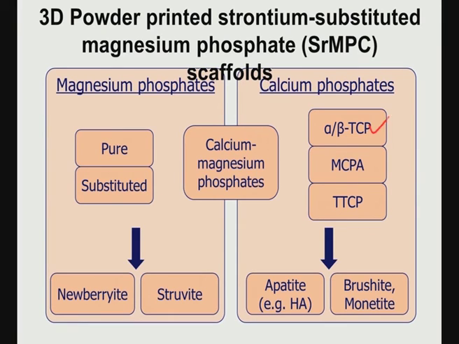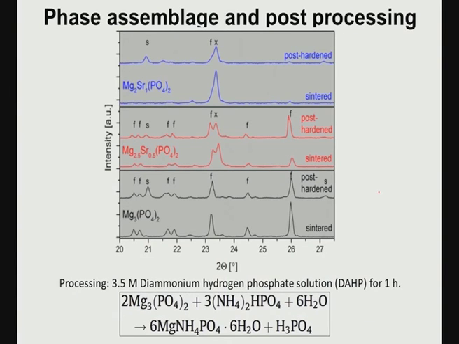In this calcium magnesium phosphate you have tetracalcium phosphate, you have tricalcium phosphate, alpha and beta tricalcium phosphate. Then you do the 3D printing and some post processing technique, and post processing can be done either by sintering or by post hardening. In post hardening, the chemical treatment essentially means that you use a 3.5 molar diammonium hydrogen phosphate solution and you immerse the scaffold for 1 hour.